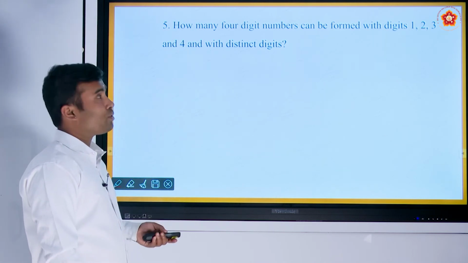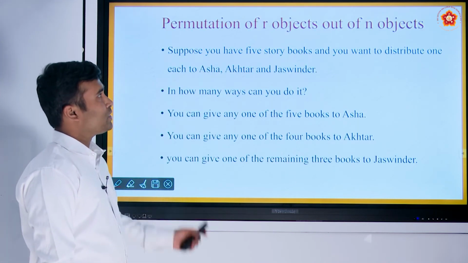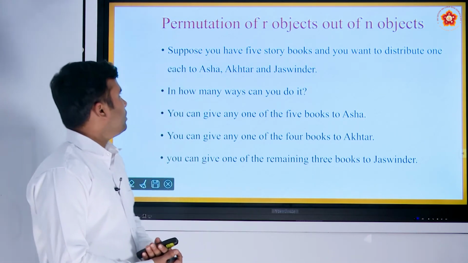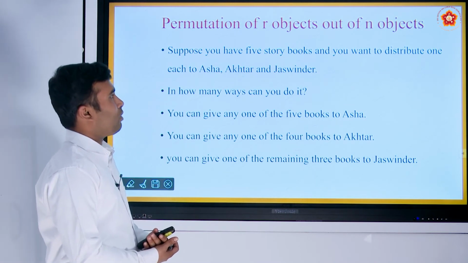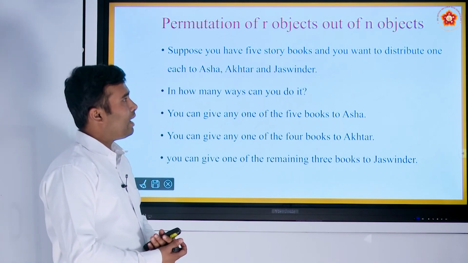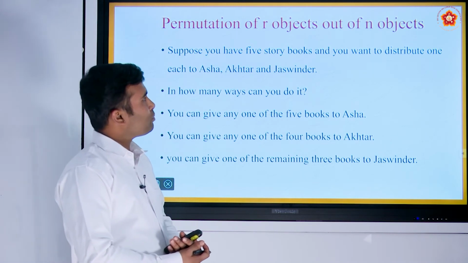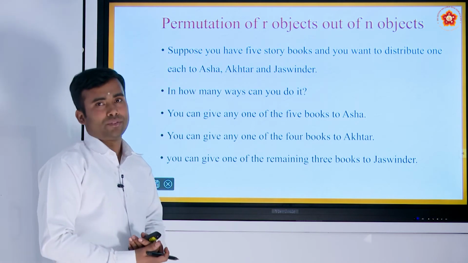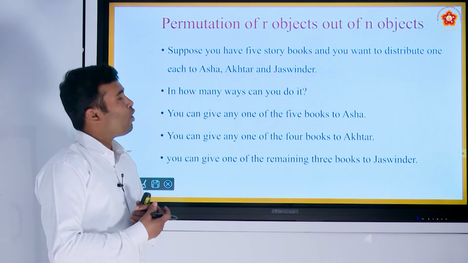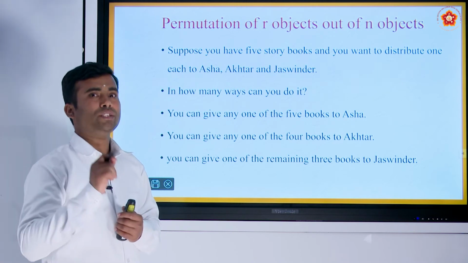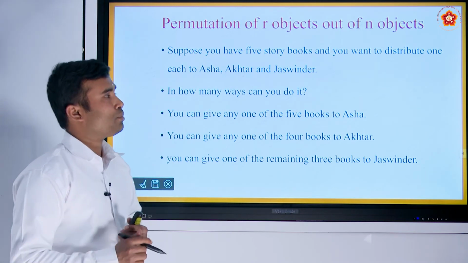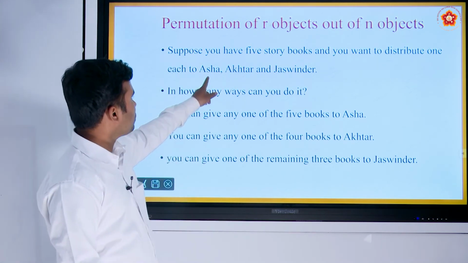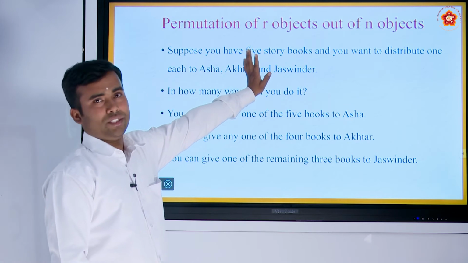So now let's discuss permutation of r objects out of n objects. Suppose you have 5 story books and you want to distribute one each to Asha, Akhtar and Jaswinder. How many story books are there? There will be 5 story books, and you need to distribute those books to 3 people: Asha, Akhtar and Jaswinder.